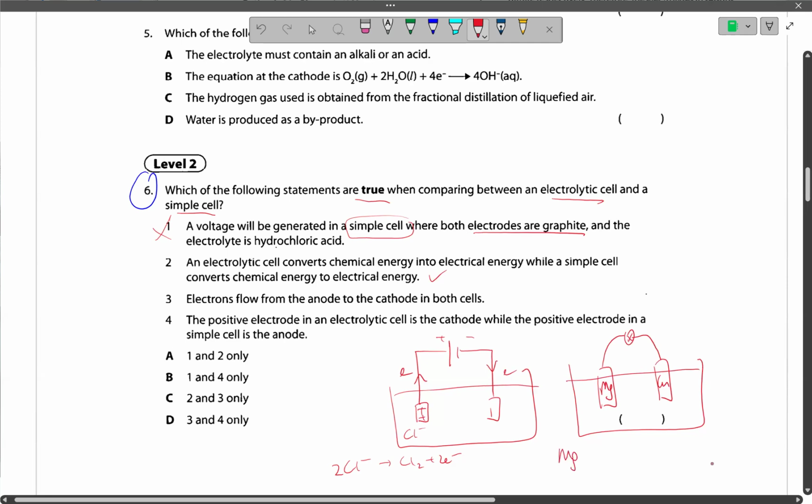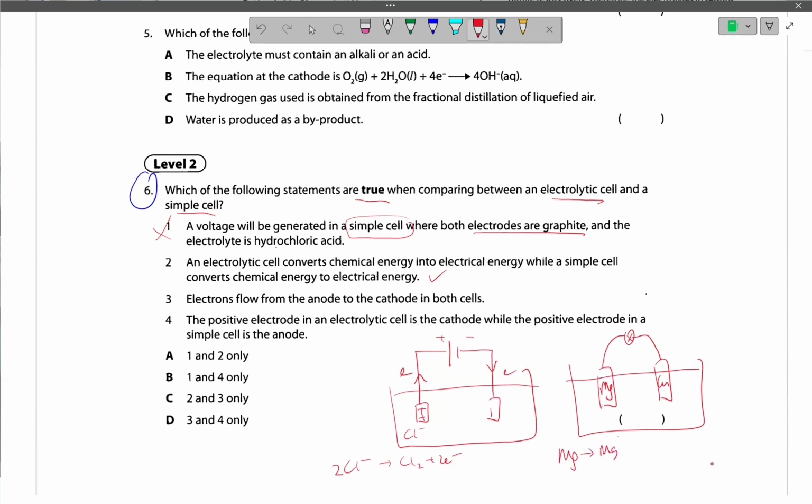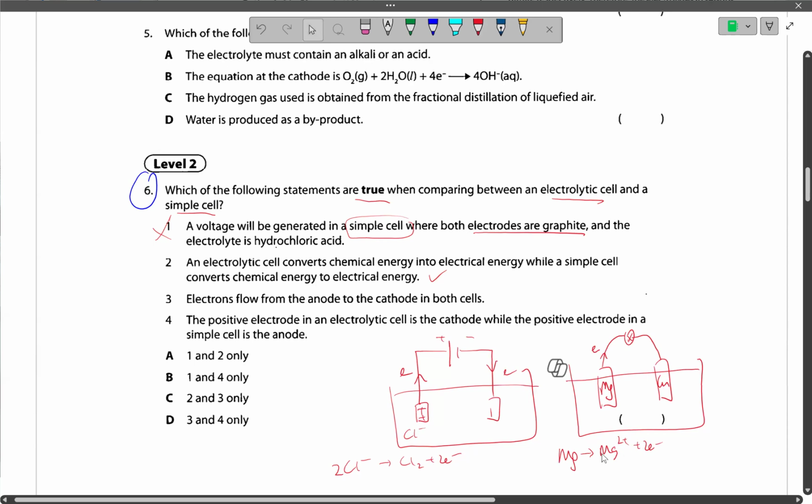Mg being a more reactive one will be oxidized, and electron will move up. Now, basically, anode is oxidation. Now, see, oxidation of the electrode in chemical cell. Electrode oxidized in chemical cell. The anion oxidized in the electrolytic cell. So these are still anode because it's oxidized. So you realize electrons still flow from the anode to the cathode.